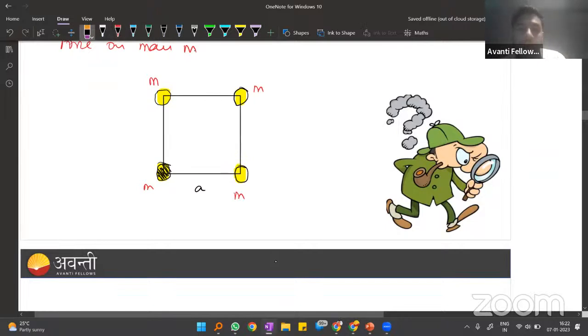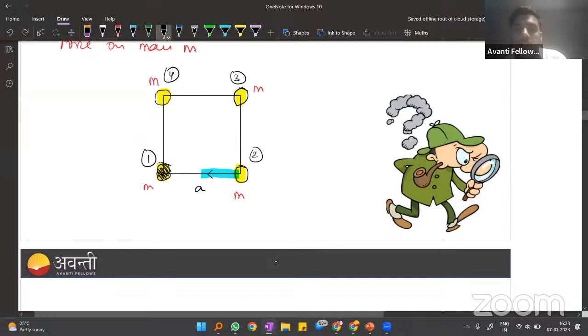Now let's name them. This is, let's say, the first mass, this is the second mass, this is the third mass, and this is the fourth mass. Force on second, listen to me carefully, force on second due to first, will be in this direction. Yes or no?